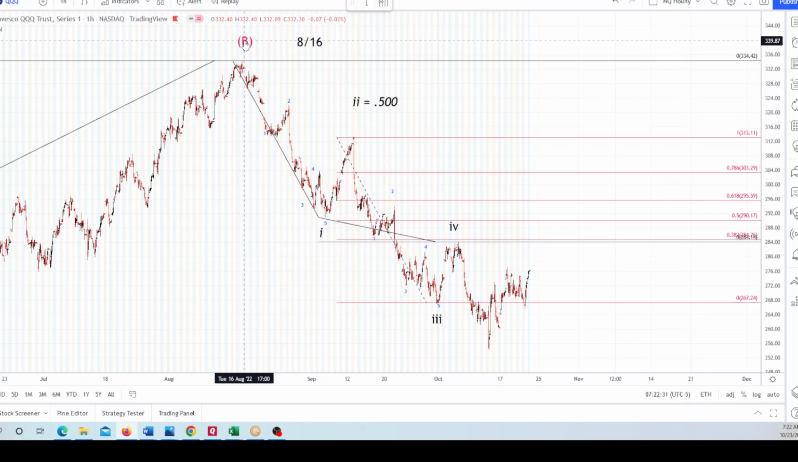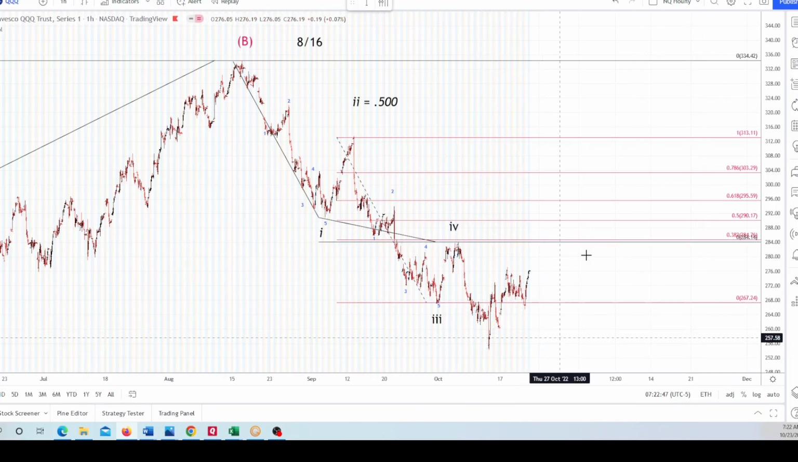We're looking from the B wave high on an hourly chart. You can see here we have a 1 down, a 2 up, which was a 50% retracement, and then we have a 3 down here, and then you can see a 4 up. The 4 was a 382 retracement, and here we are with 5.